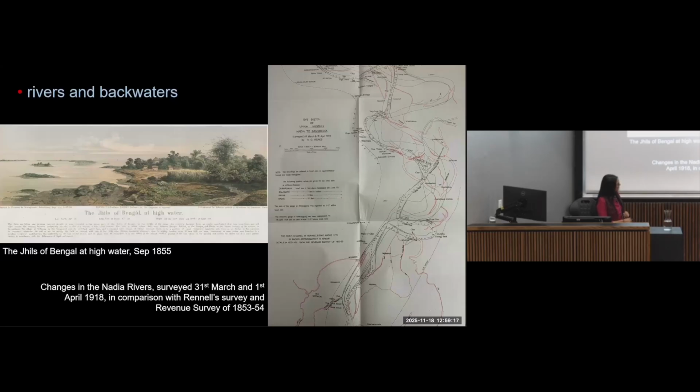So to give you a sense, the 1771 courses are shown in green, so that's Rennell. Then the mid 18th century are shown in red, mid 19th century, and then the black lines are from 1918. Our surveys were done a couple of years earlier, so you can get a sense of the pattern of change in the course of the rivers.